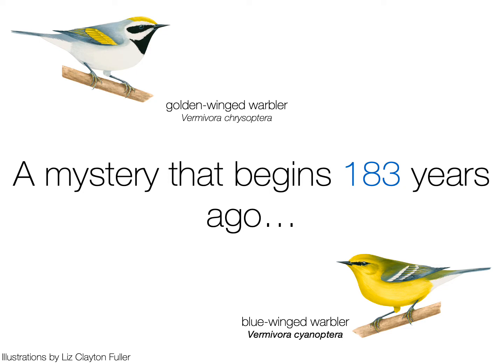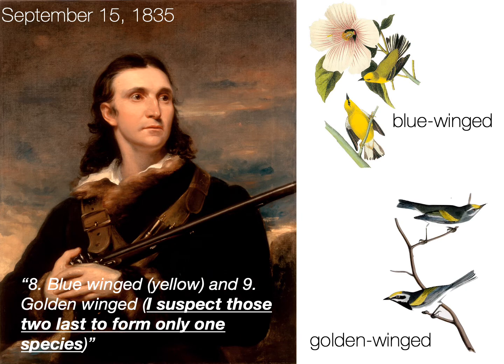is that it's a mystery that begins about 183 years ago with John James Audubon, who wrote a letter to his friend Bachman, where he said, I suspect blue-winged and golden-winged warblers form only one species. This is pretty interesting because in 1835, nobody knew that these two species hybridized, and they look different and they sound different.